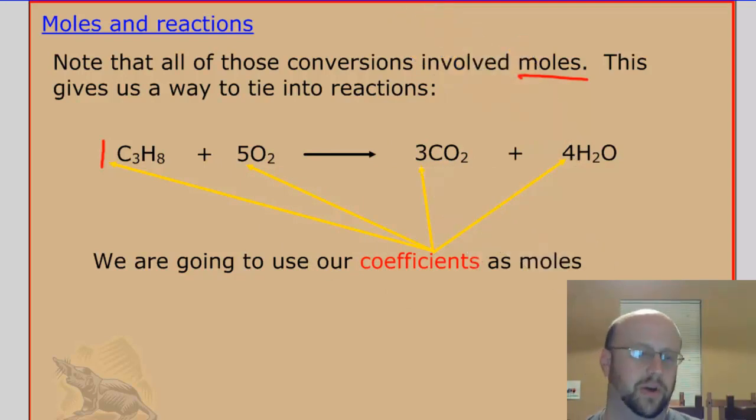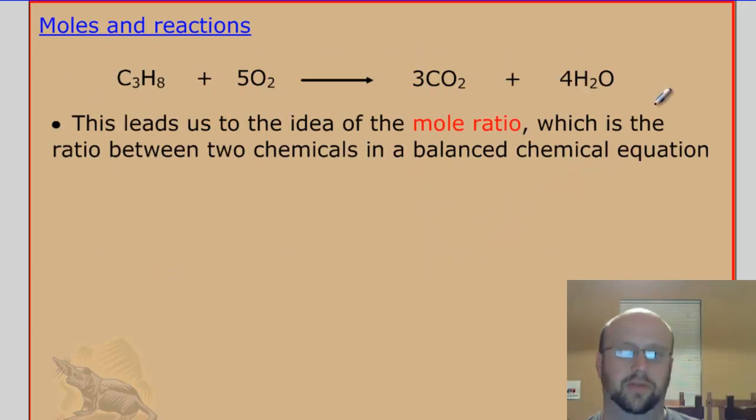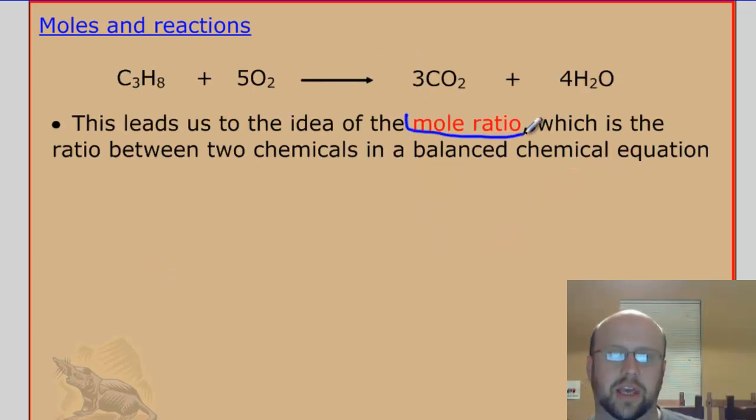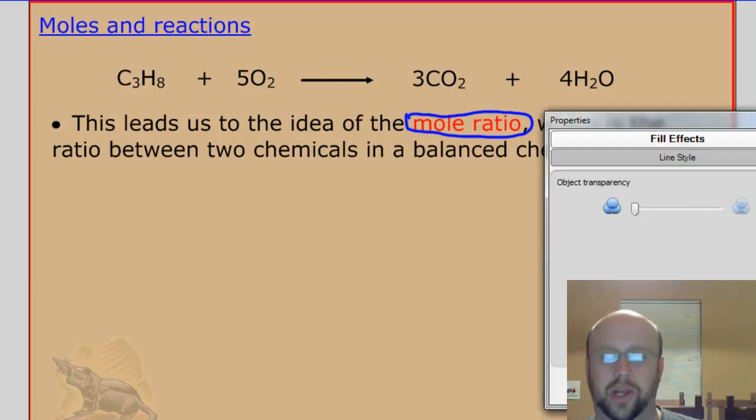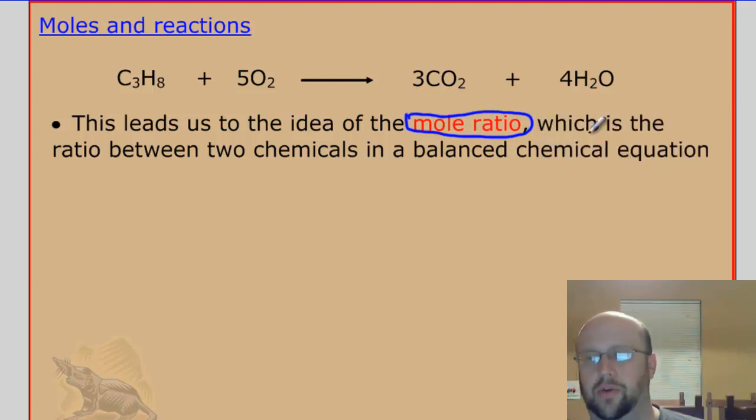Okay? So all of that leads us to the idea of the mole ratio. This is like the key thing in stoichiometry, mole ratio. So what is a mole ratio then? A mole ratio is an equality between the coefficients on a balanced chemical equation. They're going to look like this.